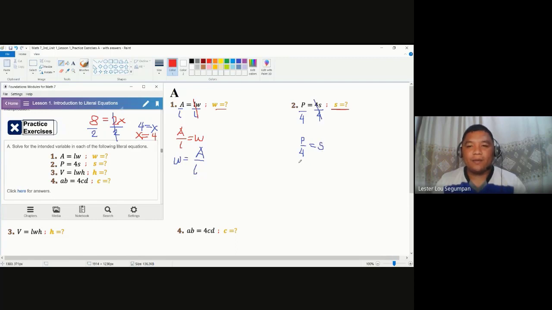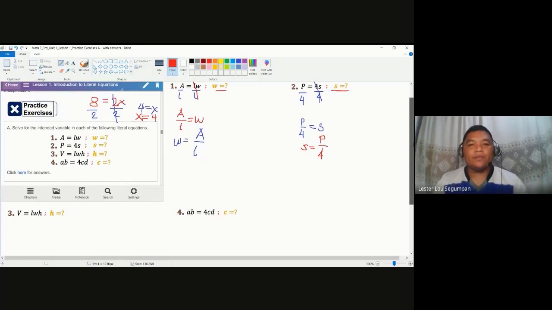Applying the symmetric property, you have s is equal to P over 4. Again, as a reminder, P is in uppercase or capital letter, H should stay as a capital letter, and s should stay as a small letter. Again, we will not be changing the expression or the literal equation itself. So number 1 and number 2 are done like this.